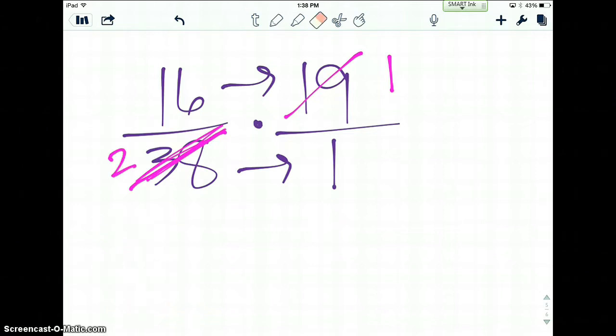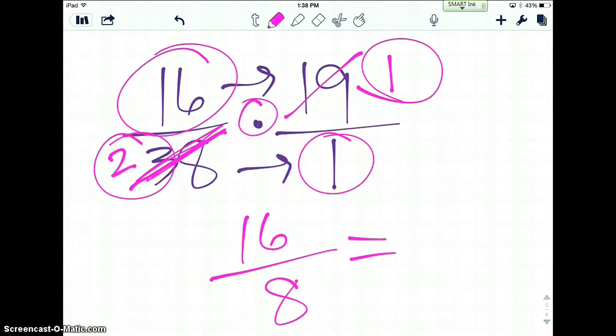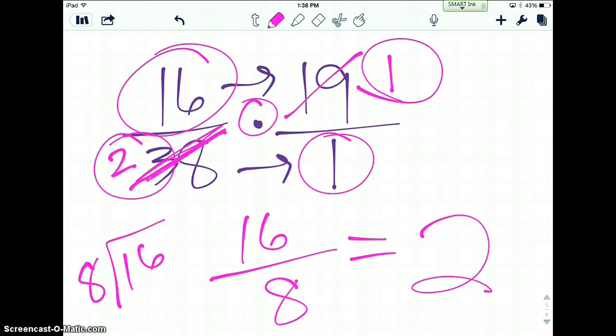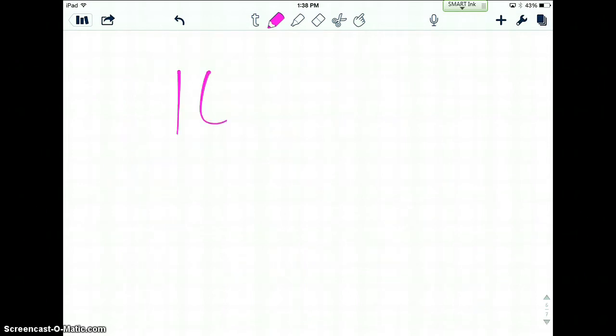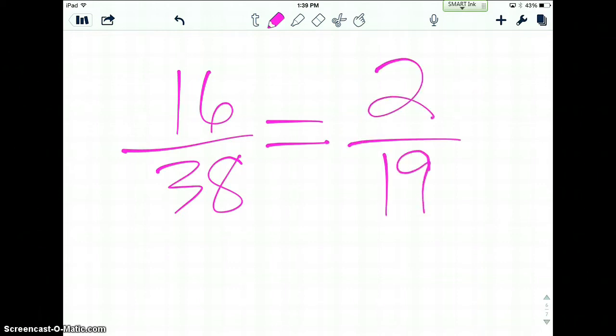And that makes it super nice. So now when I multiply across, I have 16 times 1, which is 16, over 2 times 1, which is 8. That's improper. So 16 divided by 8 is, it's not even a mixed number, it's the whole number, 2. So to check and see if I got this right, 16 over 38, we are now saying that's the same thing as 2 over 19.